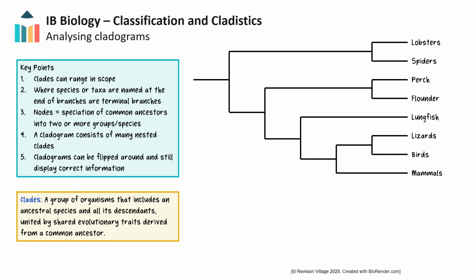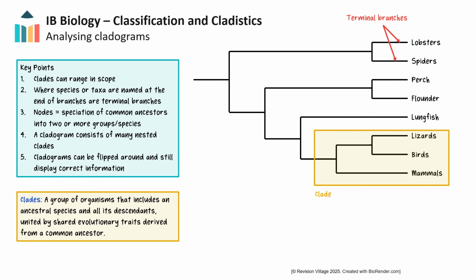Let's consider a cladogram consisting of the classes birds, mammals, lizards, lungfish, flounder, perch, spiders, and lobsters. The tips of the branching point where species or taxa are named are considered terminal branches. So lobsters are on a different terminal branch than the spiders. Branching points are called nodes, which indicate speciation of a last common ancestor into two or more groups of species. A clade is any group of organisms that share a common ancestor. So a cladogram is actually many nested clades.